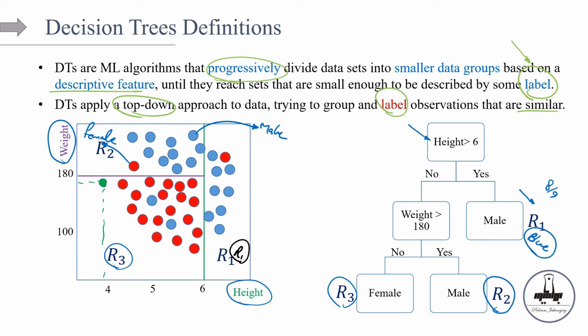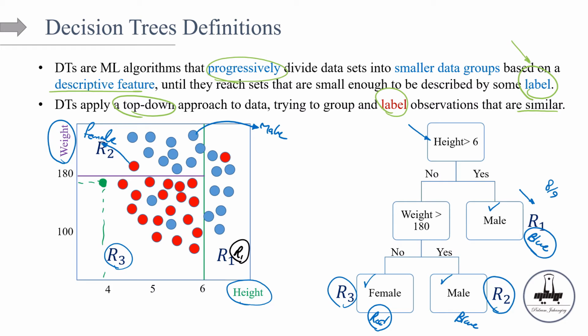We can assign probabilities as well. The same story goes for region 2 and region 3. So region 2 is going to be classified as blue, and region 3 is going to be classified as red, which is female. Okay, so we already know them. Blue is male and red is female.